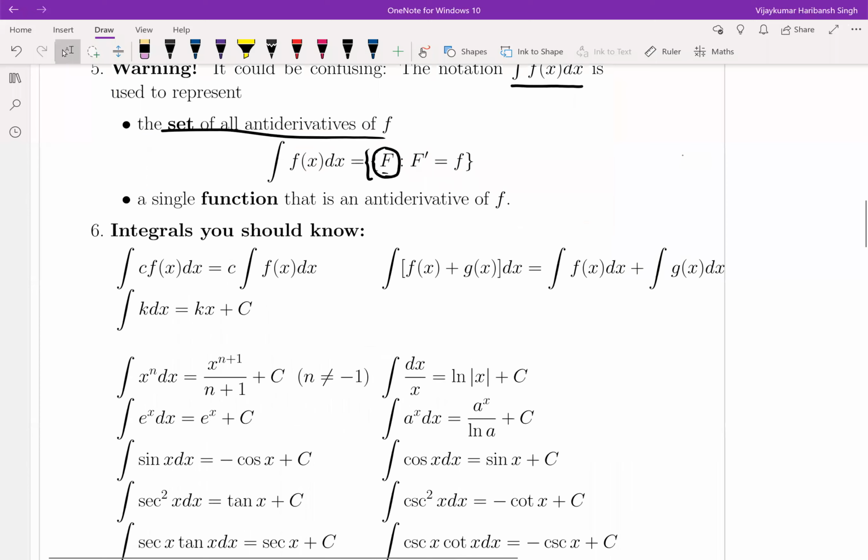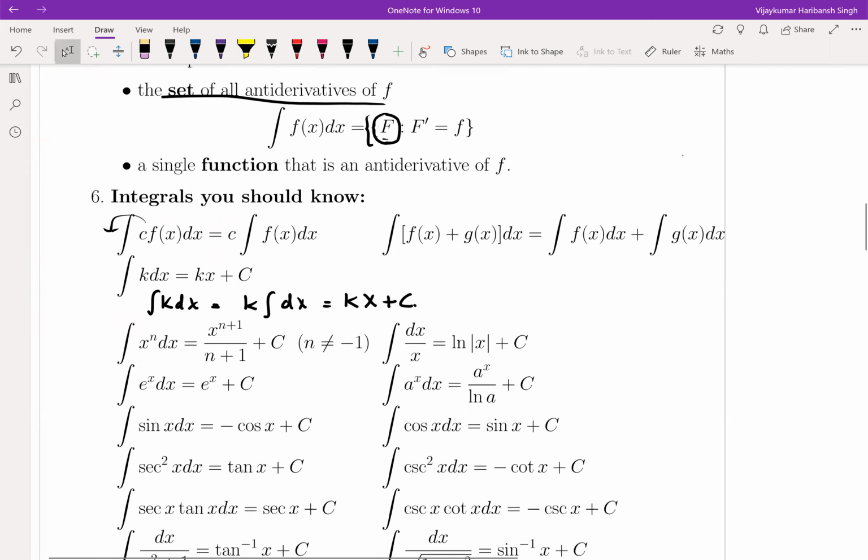So these are a few integrals you should already know, that integral of c f of x dx, the constant comes out of the integral. Again, these follow from the laws of antiderivatives. If you have f of x plus g of x, it becomes integral f of x dx plus integral g of x dx. Right? So in this case, if the function is 1, so you have k dx, k comes out, integral of dx, and that is going to be kx plus some constant c.